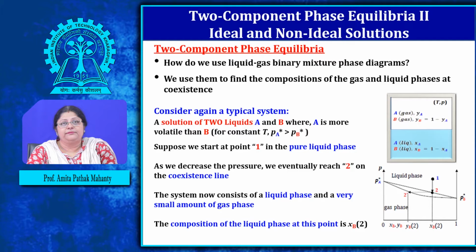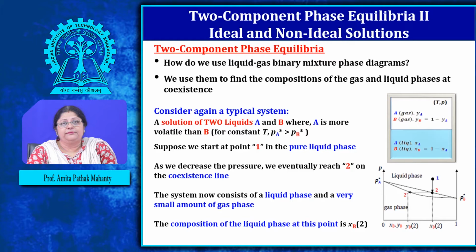Suppose, can you see this diagram? Is this diagram visible to you? Yes, ma'am. Okay. So if you remember, we had drawn this diagram. This was a straight line. This was following Raoult's law. And this is known as which curve? This is known as the bubble curve.